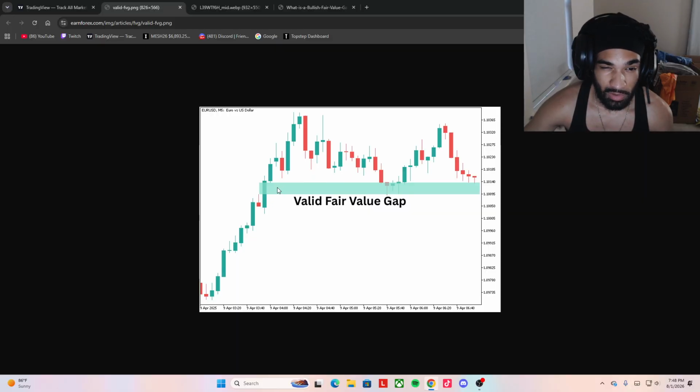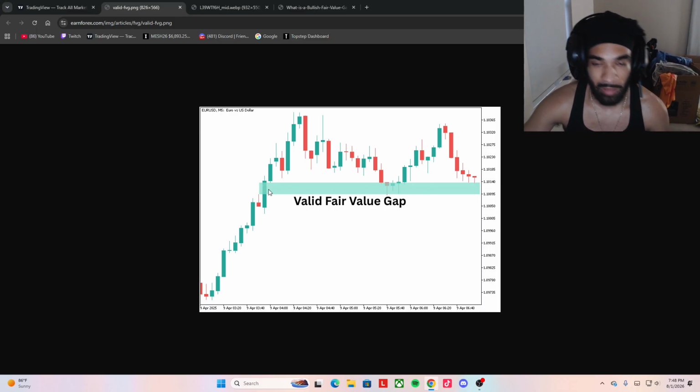That's really all it is for fair value gaps. It's just a 3 candlestick pattern: a small one, a bigger one, and then a smaller one again. You mark the top of the wick of that first candle to the bottom, and I'm going to show you how to mark it with the rectangle tool on TradingView, so we know how to mark these. But that's what a fair value gap is.